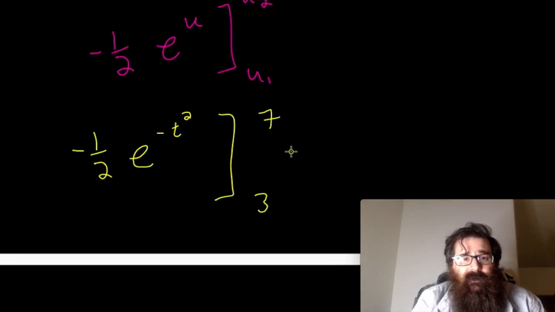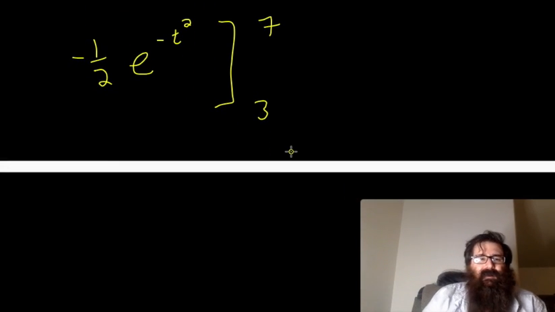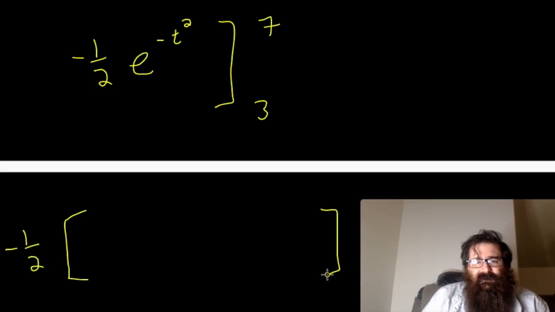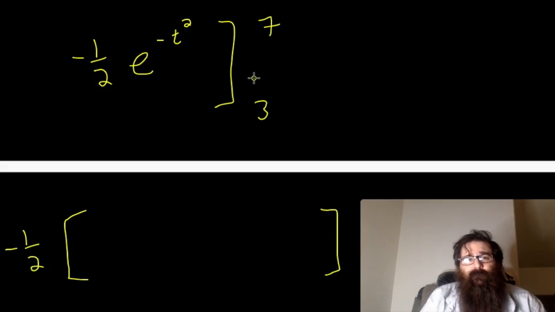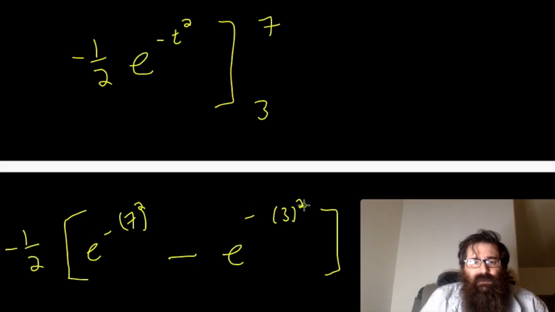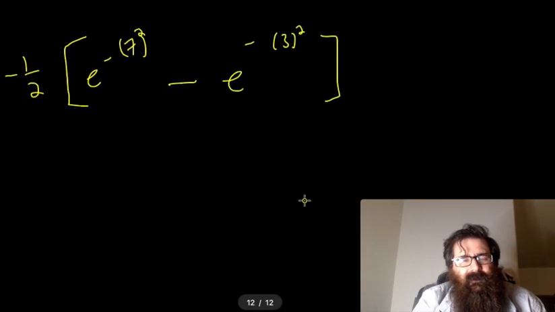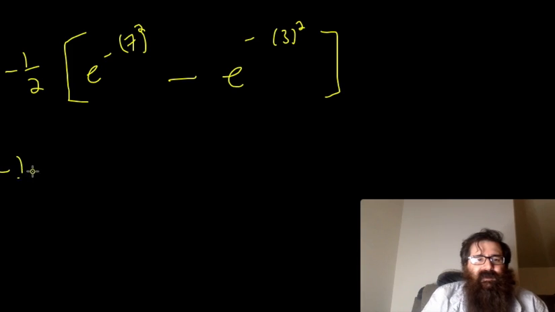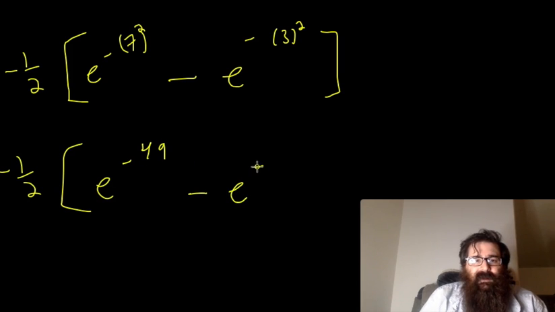And now I can go through the evaluation. I'm going to leave this -1/2 factored out in front. But then I want to plug in my upper bound for t, my lower bound for t, and subtract in between. So that's e to the negative 7 squared, and then minus e to the power of -3 squared. And what's that going to give me? I have -1/2 in front, and then e to the negative 7 squared is 49, minus e to the -3 squared is 9.